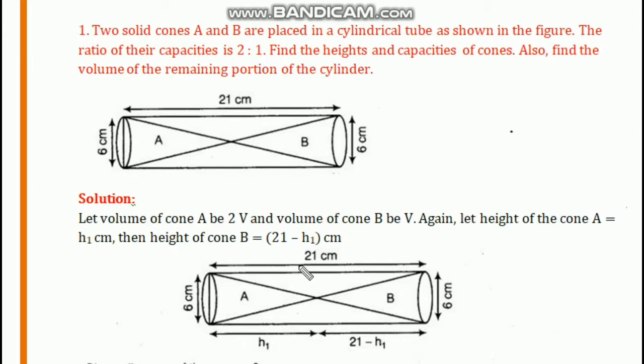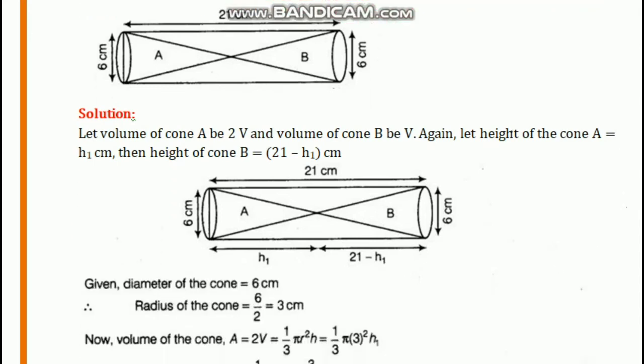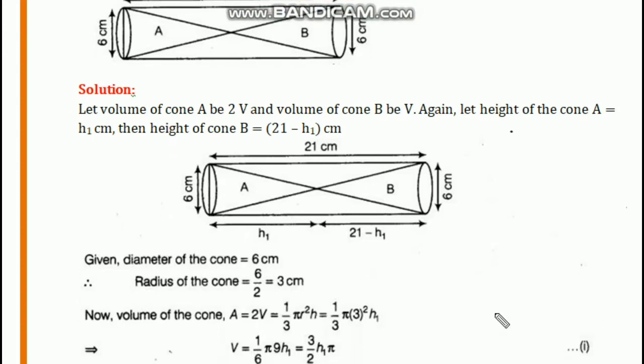So here we take the first cone, cone A, as height h1. And the height of cone B is 21 minus h1, because the remaining part of the 21 after h1 is the height of cone B. First we need to find the volume of cone A. Here I took the volume of cone A equal to 2 times B, because the ratio is given as 2 is to 1, so 2 is for cone A.